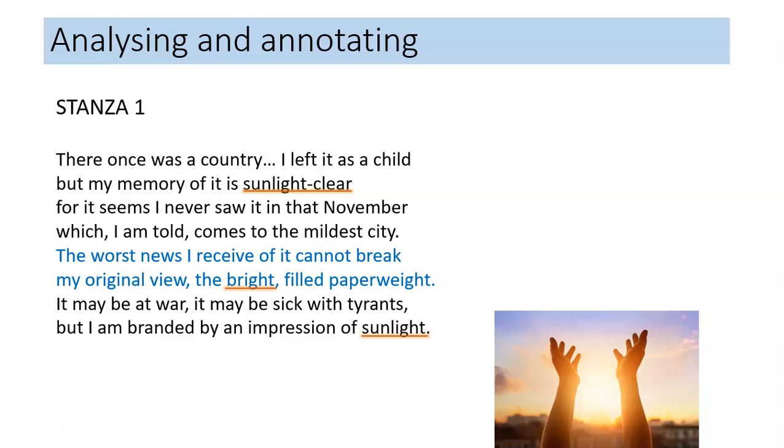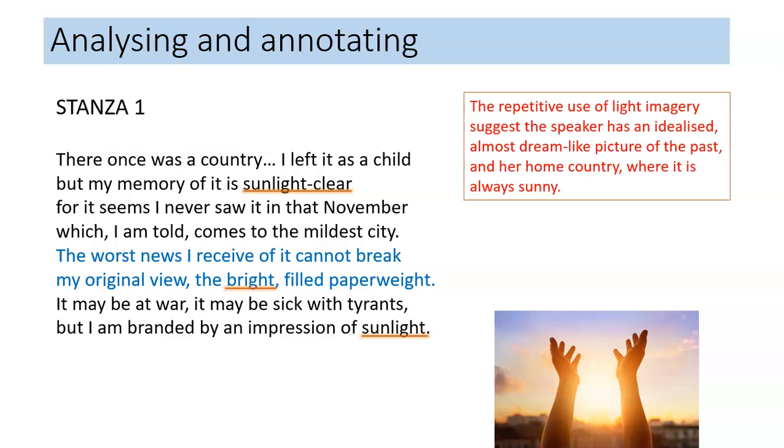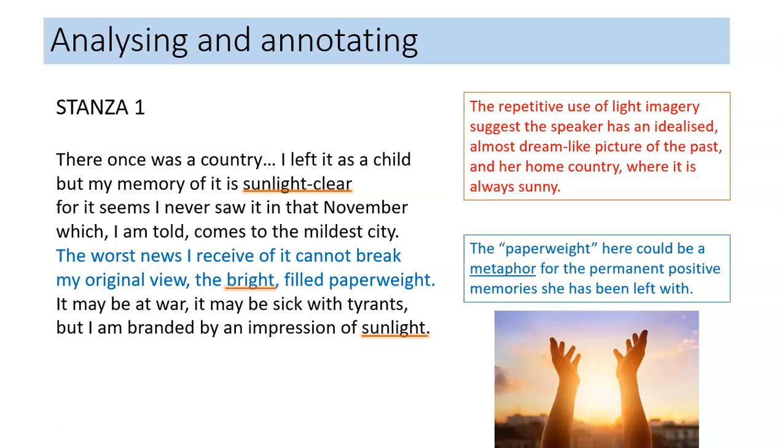So look at all the light imagery here. We've got sunlight, clear, bright, and then again sunlight. Lots of light imagery, so make sure you highlight that and make a note for yourself. It's almost like she has this dreamlike picture where everything is always sunny and everything is always positive in her imagination when she thinks about her city.